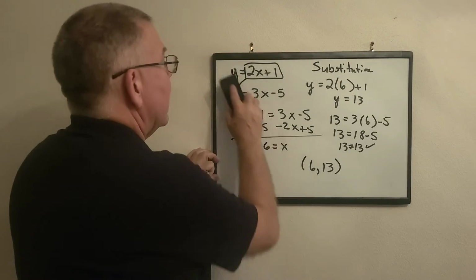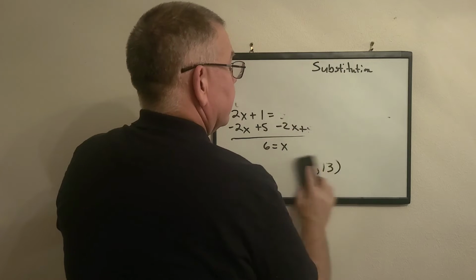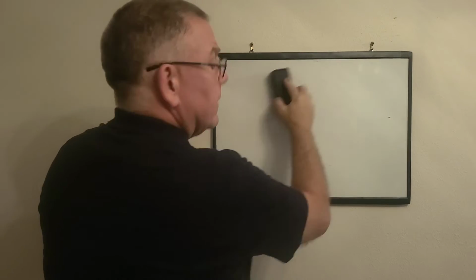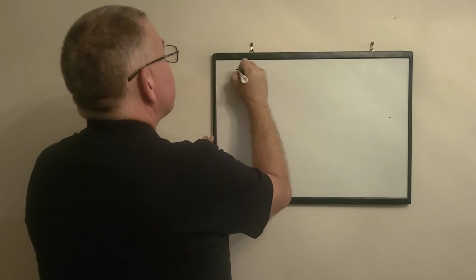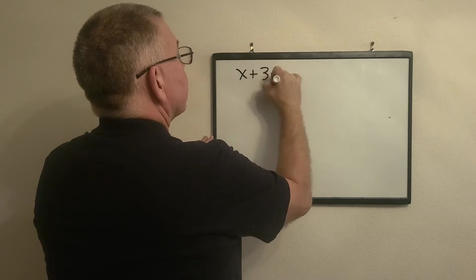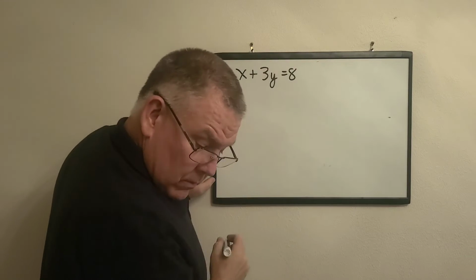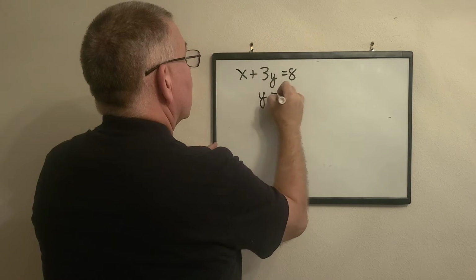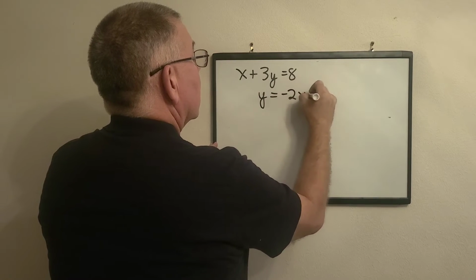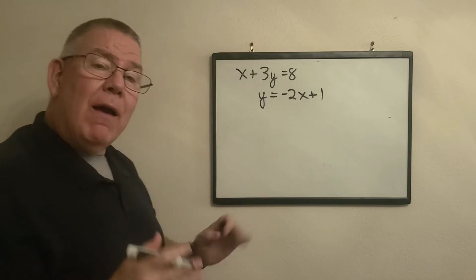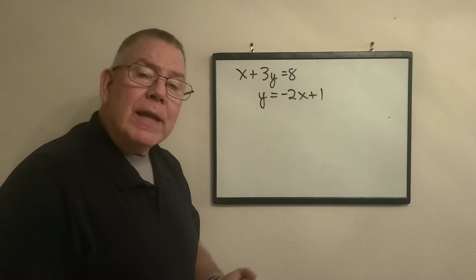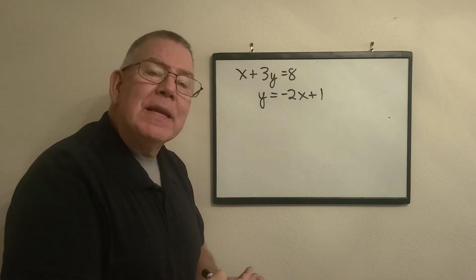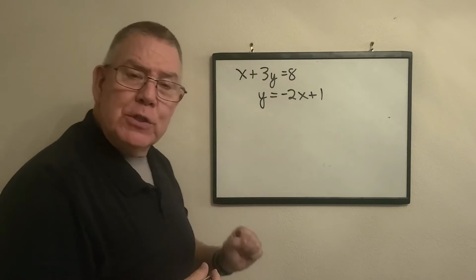Now, what we're going to do next is I have another problem, only this one is not the same. So here's what we have. This one is in standard form, but this one already has the variable isolated. There are so many different combinations of this.